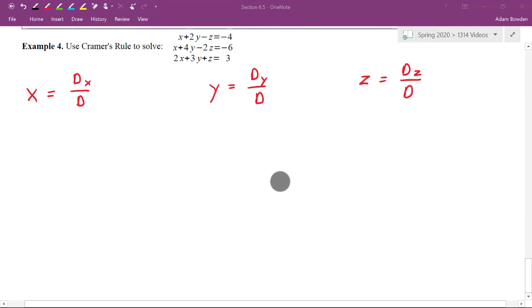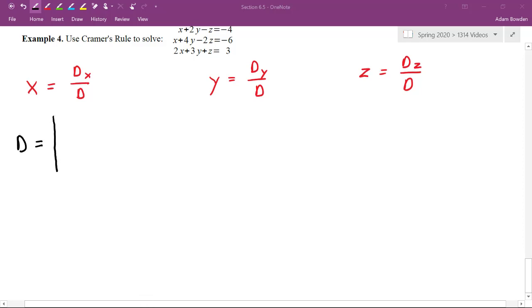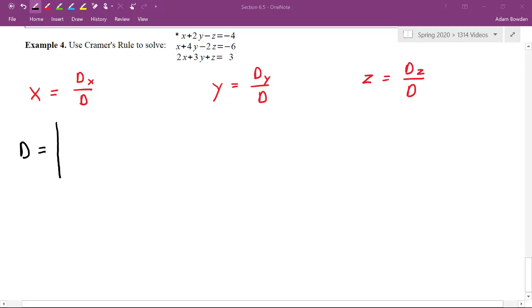Okay, so let's calculate each of those one by one. We'll start with the determinant d. So I got to put the x coefficients down the first column. So looking at the equations, the x coefficients are 1, 1, and 2. Second column gets 2, 4, and 3. Third column gets -1, -2, and 1. So we have to calculate this 3 by 3 determinant.